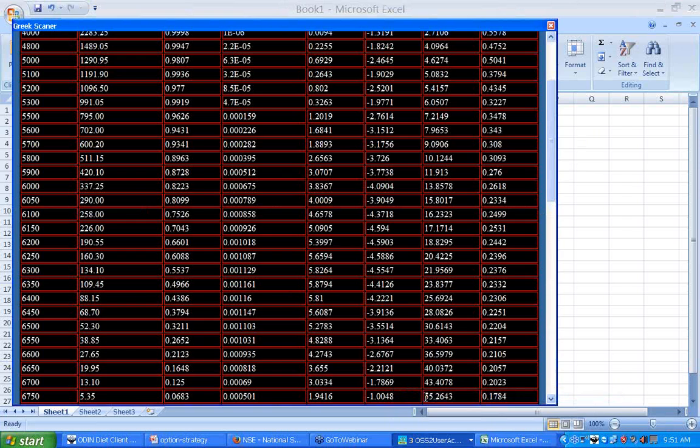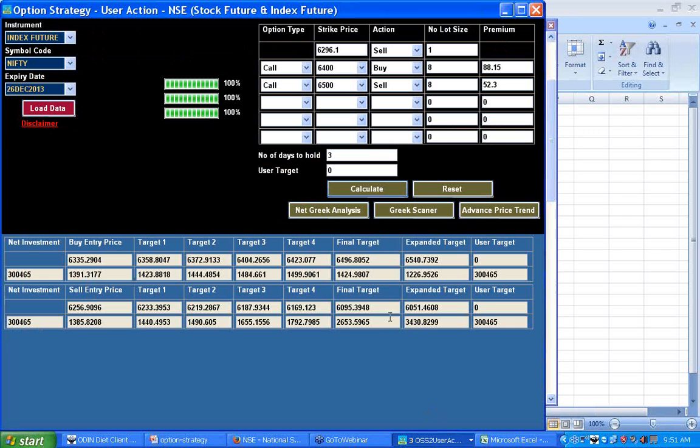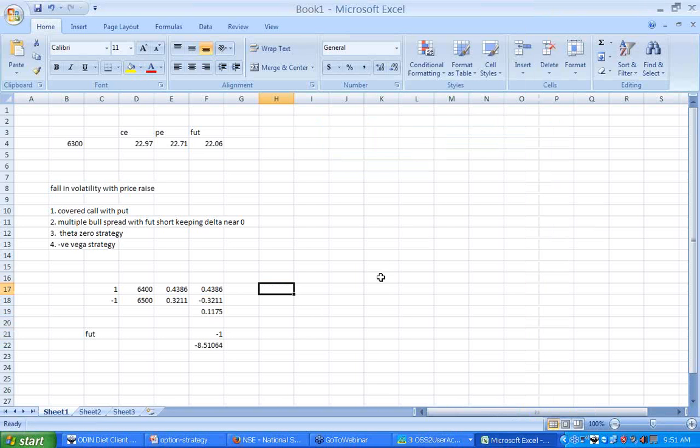So 88, theoretical first we will calculate, then we will go for the practical approach. So 88 and 52.3. So 88 minus 52.3 comes to 35 points. So 35 points into 8 into 50. So this is the amount, 14,280 rupees. We kept it as the liability picture.